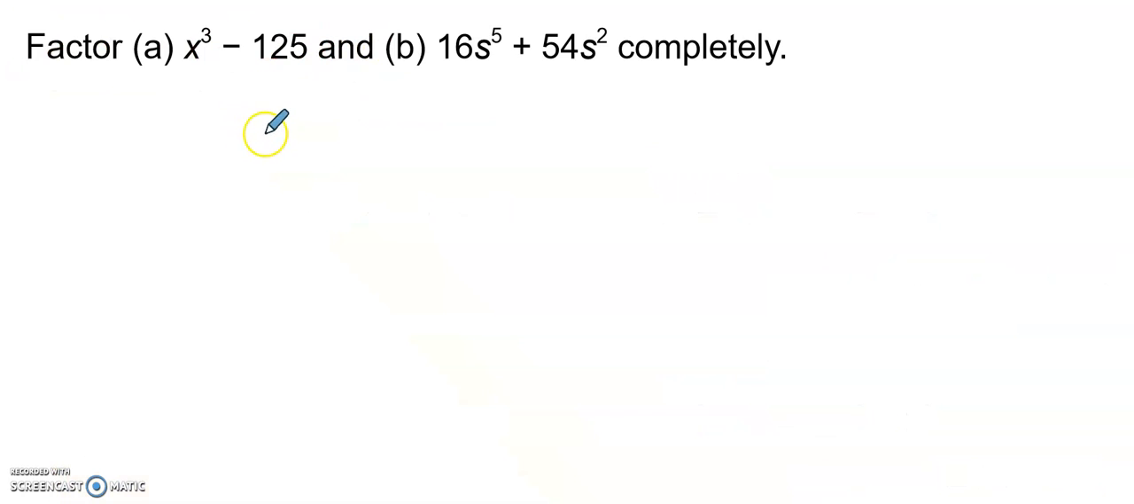Okay, so I want you to use those two examples and try to do these two examples on your own. So x cubed minus 125 and 16s to the 5th plus 54s squared. I will give you a hint for this one. Take out a greatest common factor first. So pause the video, try to do both of those. Unpause when you're ready to discuss.